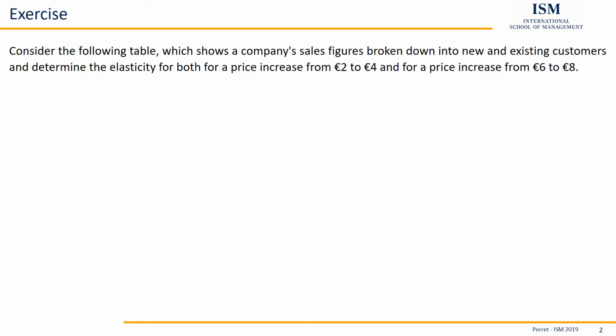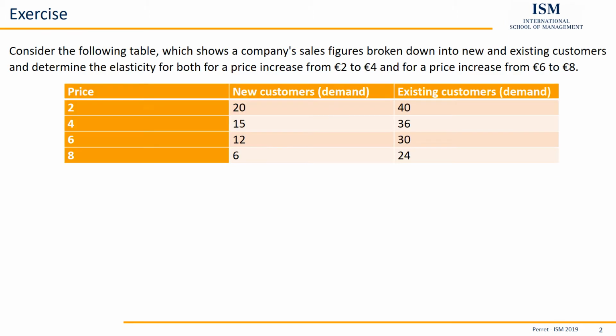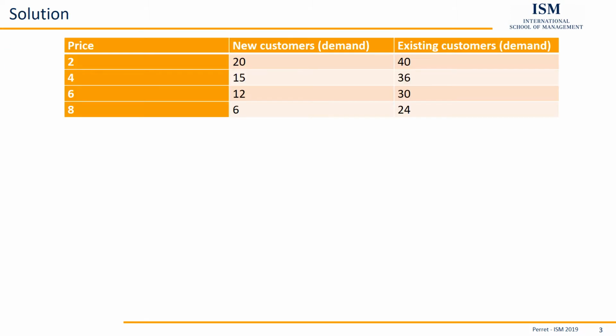Here we have the following table, which shows a company's sales figures broken down into new and existing customers, and we are to determine the elasticity for both for a price increase from 2 to 4 and for a price increase from 6 to 8 euros. For this, we will first copy this table in a new slide. That's this one here. And then we start with the first price increase, here from 2 to 4 euros.